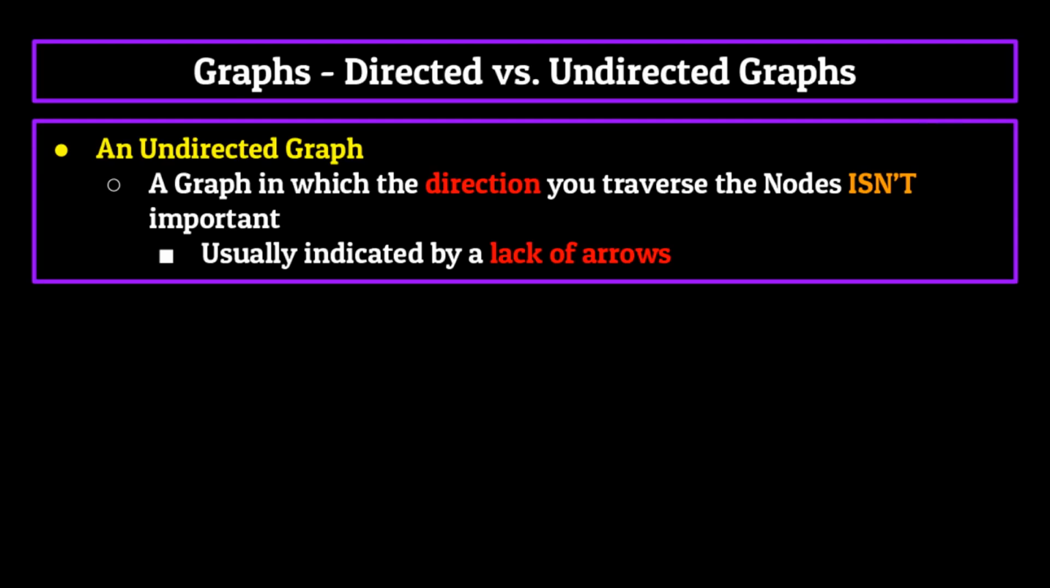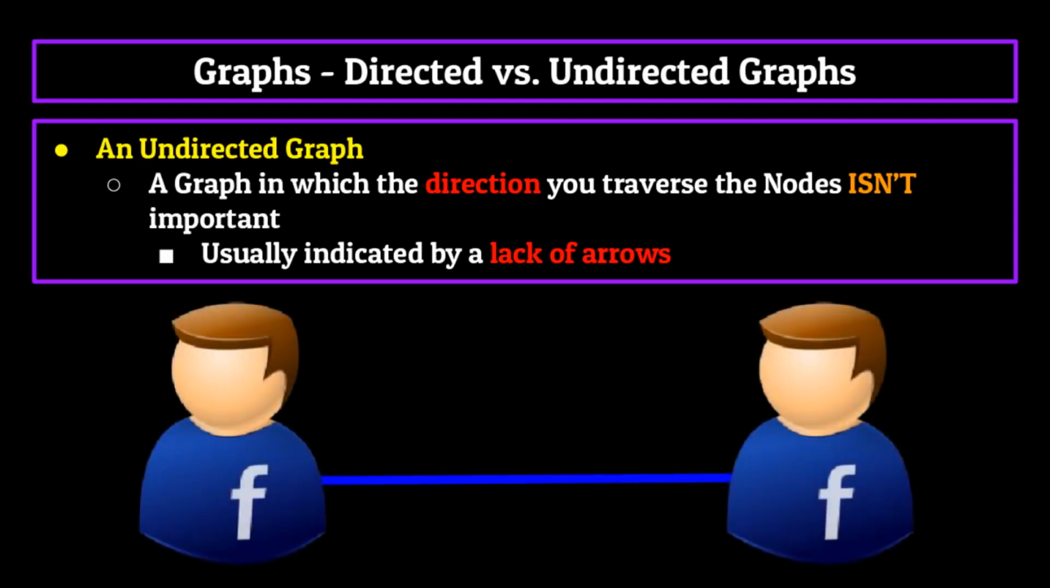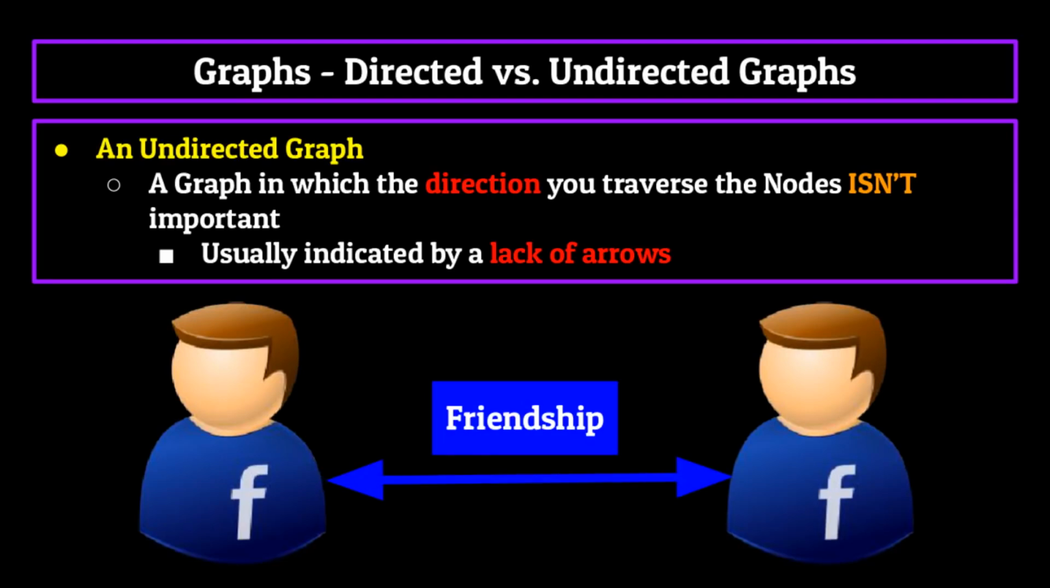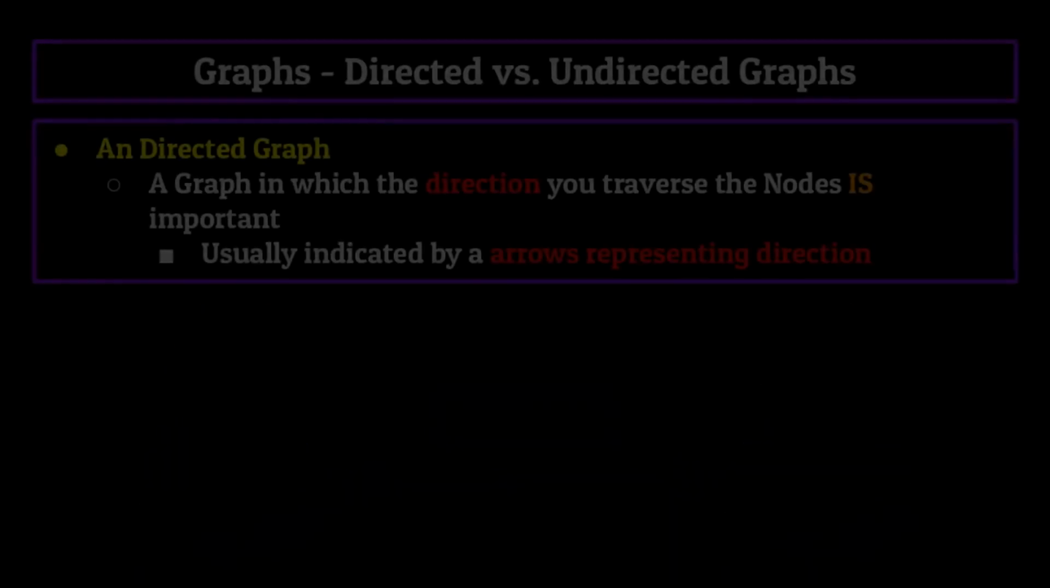A good way to visualize undirected graphs is like a network of friends on Facebook, where each edge indicates a friendship, if you will. Because of the fact that when somebody accepts to be your friend on Facebook, you are both added to each other's friends list, the friendship goes both ways and direction is unimportant.